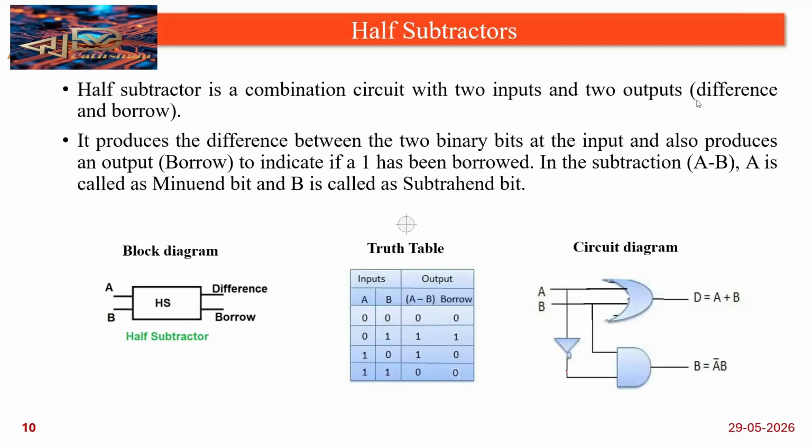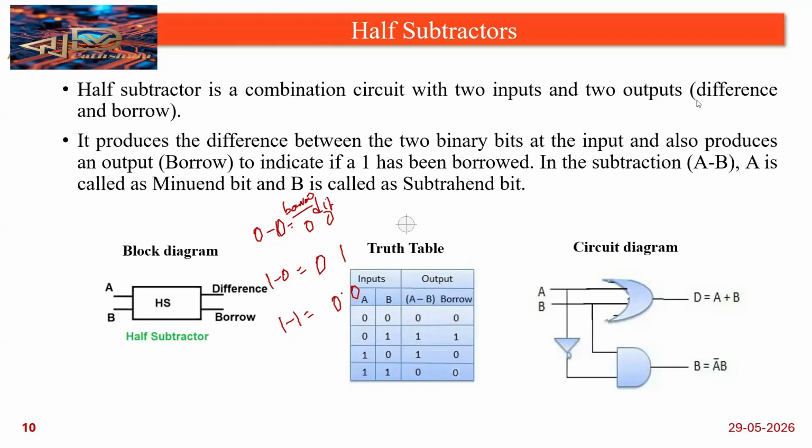Now the half subtractor. Half means again two inputs I need to consider. Here 0 minus 0 is no problem, so the difference is 0 and the borrow is also 0. 1 minus 0 is also no problem, the difference is 1 and the borrow is 0. 1 minus 1 is also no problem, the difference is 0 and the borrow is 0.